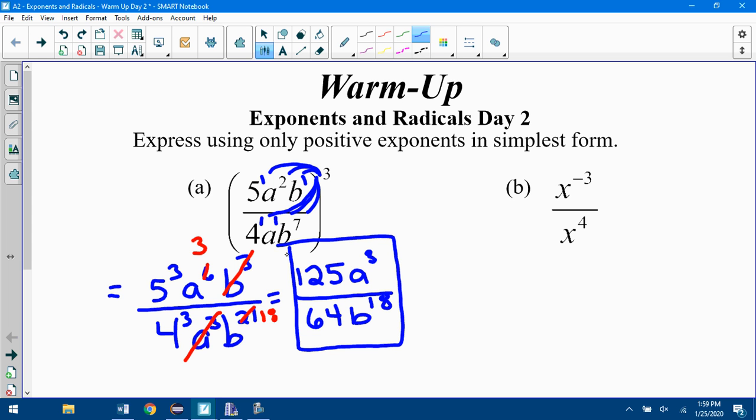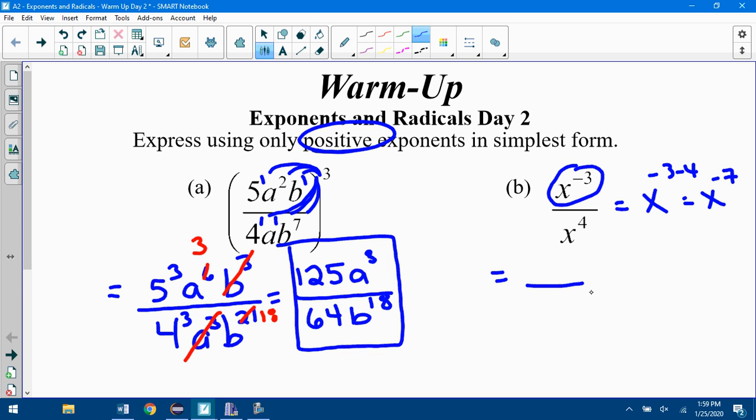Now B is a little quicker if you remembered what I said to do in the last video, on the last day of class. You could subtract the exponents, x to the negative 3 minus 4, which is x to the negative 7th, but I want it with only positive exponents. So remember what I said to do is circle anything that has a negative exponent on it. So anything that's circled needs to move.